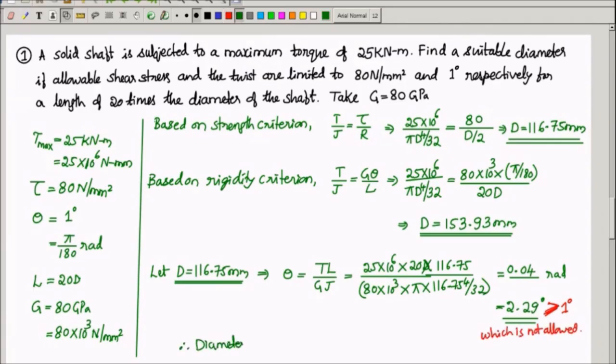Therefore, the diameter of the shaft should be 153.93 mm. This is the minimum diameter. Any value more than this can be chosen, but that diameter shaft may not be available in the market. These shafts are available in standard sizes. Maybe the next standard available is 154 mm or 160 mm. So whichever is closer to this but more than this will be chosen as the final design value. That's how shaft design is done. If you want, you can write approximately 154 mm. Like this, you can round off and write.